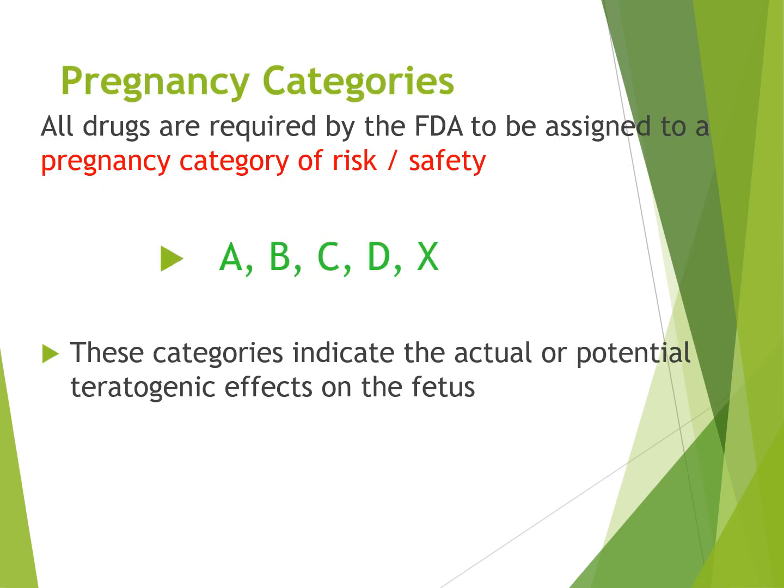Pregnancy categories. All drugs are required by the FDA to be assigned to a pregnancy category of risk, meaning what is the risk to the mother and the fetus if they take this medication. And they are labeled A, B, C, D, and X. These categories indicate the actual or potential teratogenic effects on the fetus.